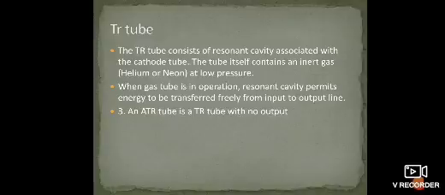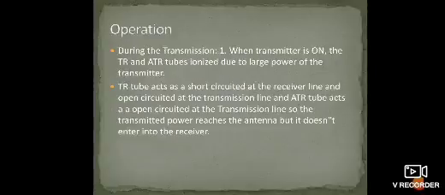So the ATR is a tube with no output. We don't have any output. From this, we can understand that there is no path across the ATR tube. That means the signal ends at that tube only. It is used to stop the operation across the transmission and reception part.